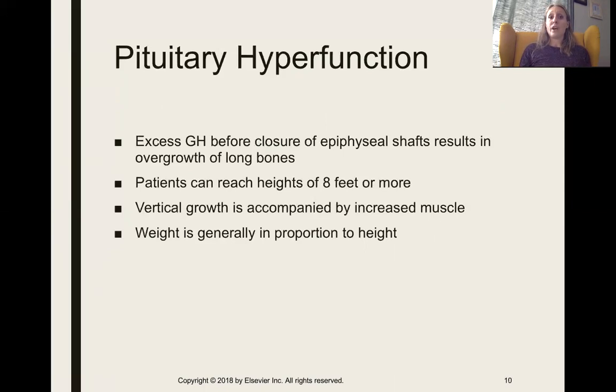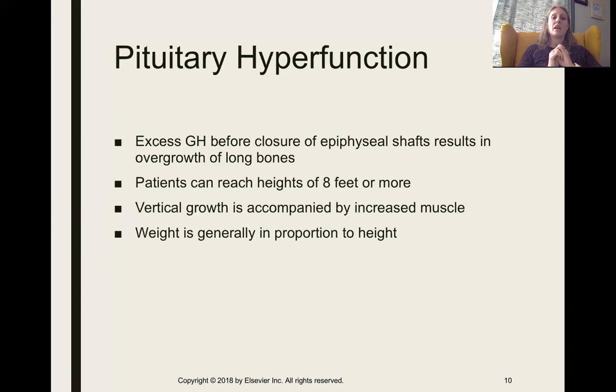So when we look at hyperfunction as opposed to hypofunction, so when we have too much growth hormone, what are the effects of having too much growth hormone? Well, this is where we get, for instance, giantism, and if we have excess release of growth hormone before the growth plate closes, then we're going to have longer bones. And you can see here it says that patients can reach a height of 8 feet or more.